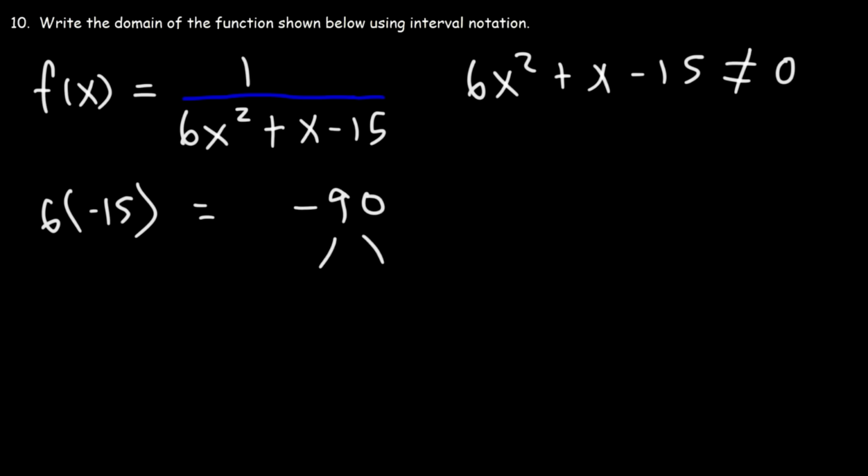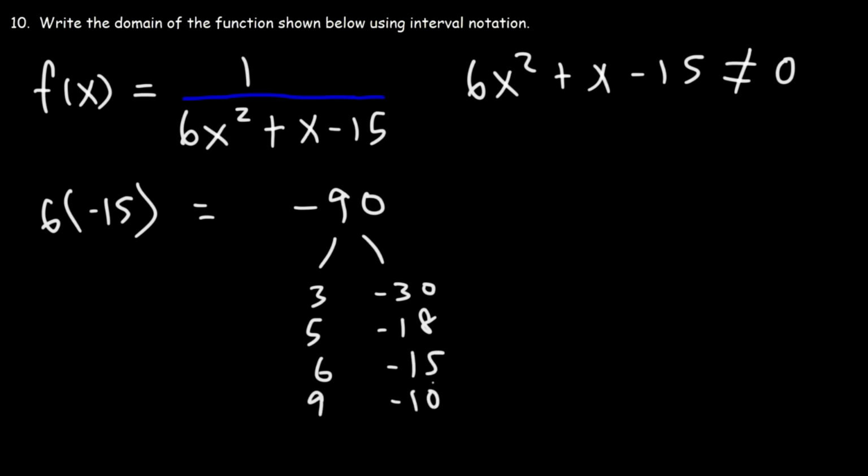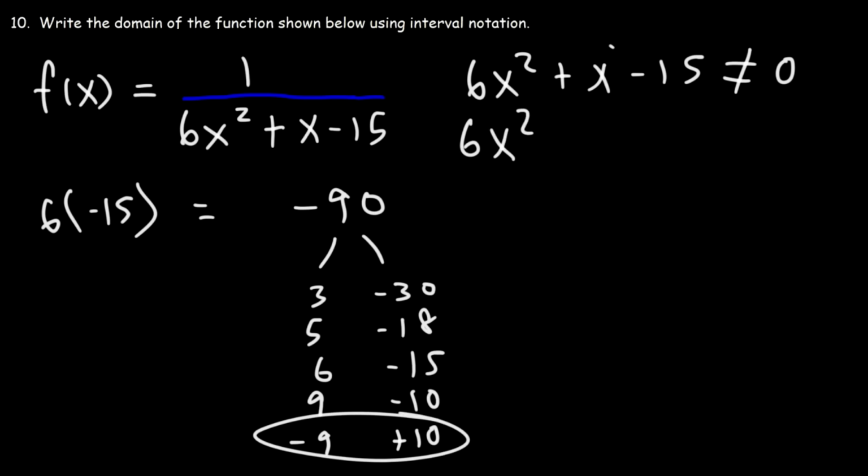So what are some numbers that multiply to 90? So we have 3 and negative 30. We have 5 and negative 18. If you divide negative 90 by 5, you get negative 18. There's 6 and negative 15. There's 9 and negative 10. But notice that these two add up to negative 1. So if we reverse it, these two add up to positive 1. So what we're going to do now is replace the middle term, positive x, with negative 9x plus 10x. Because these two will simplify to x, so the value of the expression does not change.